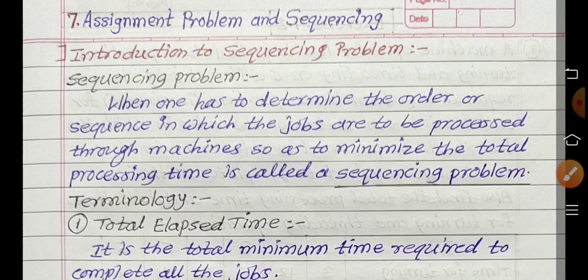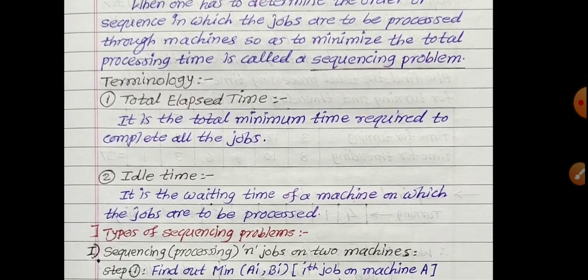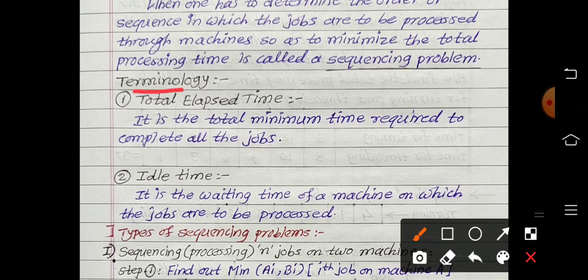Now, terminology. Which different terms are used in these problems? The first term used is total elapsed time. It is the total minimum time required to complete all the jobs. The second term used here is idle time. It is the waiting time for a machine on which the jobs are to be processed.